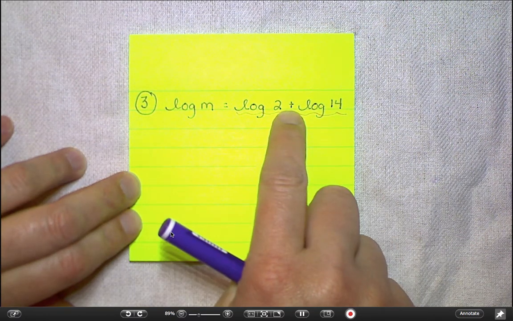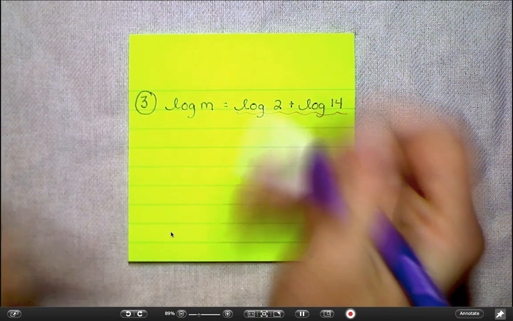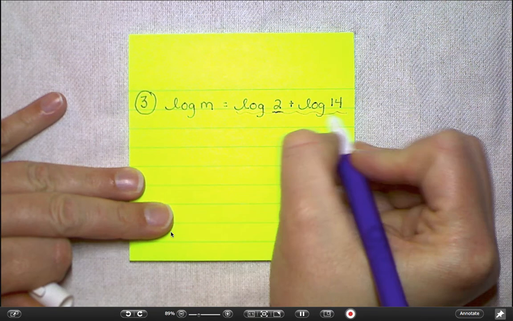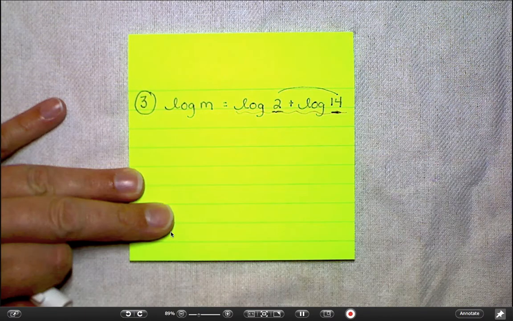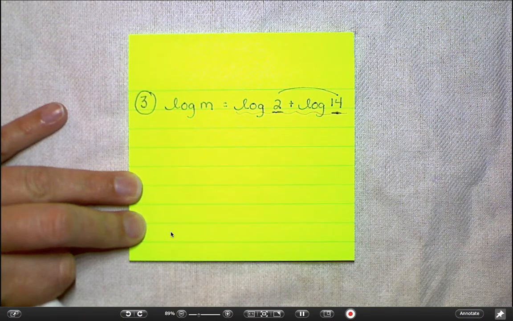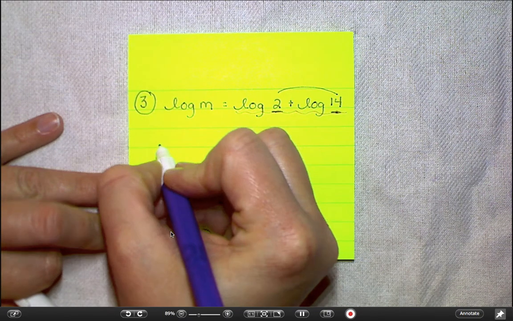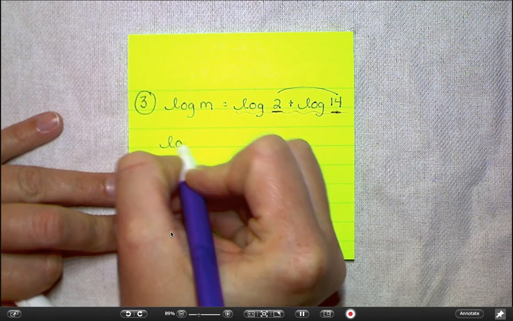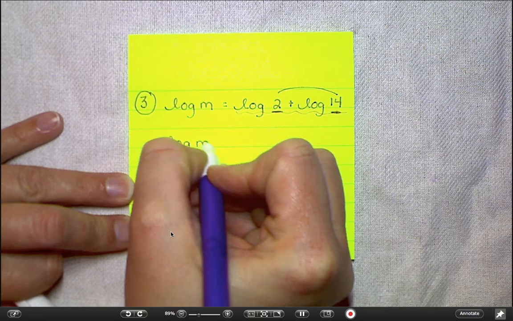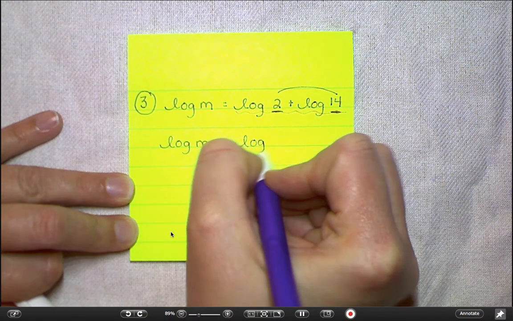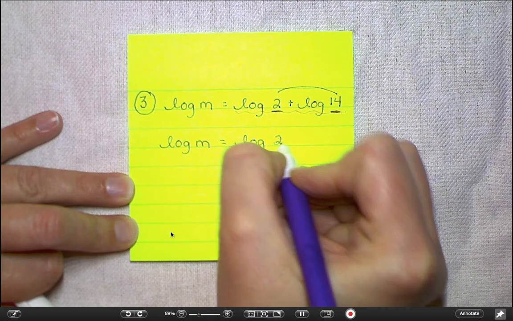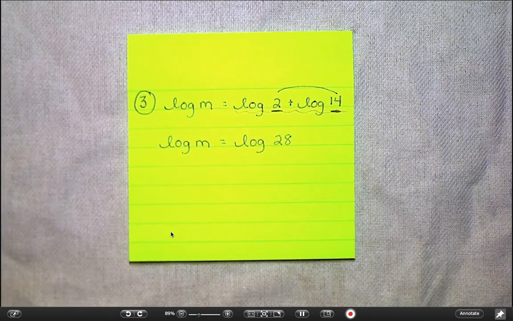So when I add two logs together, I'm really taking these two values and multiplying them. So if I combine these two with that multiplication rule, or the product rule, this expression would now look like this. Log of m equals log of, and again, I'm multiplying the 2 and the 14, so it's going to be log of 28.